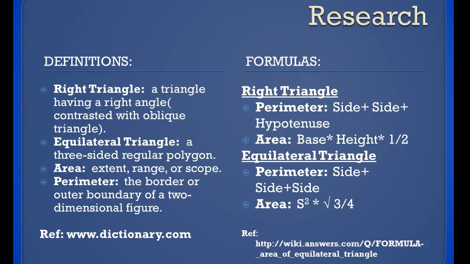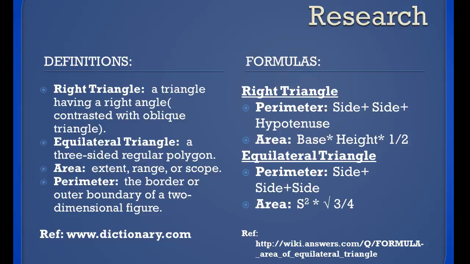Research. We found some definitions of the things we need to use to solve the problem from www.dictionary.com. The definitions we found are: right triangle, a triangle having a right angle, contrasted with an oblique triangle. Equilateral triangle, a three-sided regular polygon. Area, extent, range, or scope. Perimeter, the border or outer boundary of a two-dimensional figure. We also found some formulas to help us solve the problem. The formulas consist of area and perimeter of right and equilateral triangles.